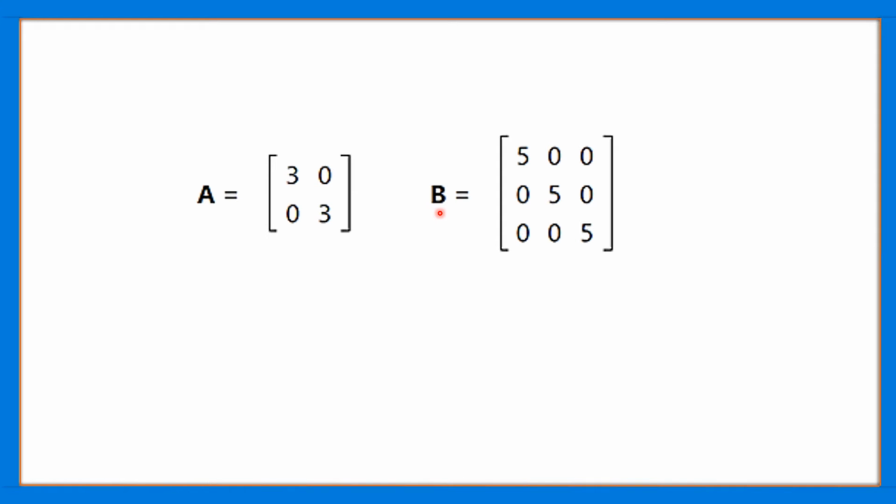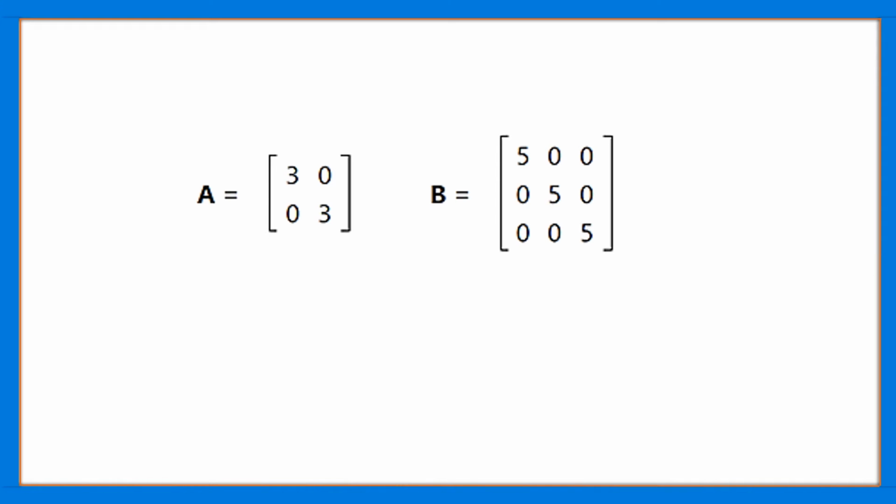Similarly, when we take the matrix B equal to 5, 0, 0, 0, 5, 0, 0, 0, 5, and check whether it is a diagonal matrix, yes, it is a diagonal matrix since all the elements other than the diagonal elements are 0. Is it a scalar matrix? Yes, it is a scalar matrix since all the elements in the diagonal are the same and take the value 5. Therefore, the matrices given here are scalar matrices.